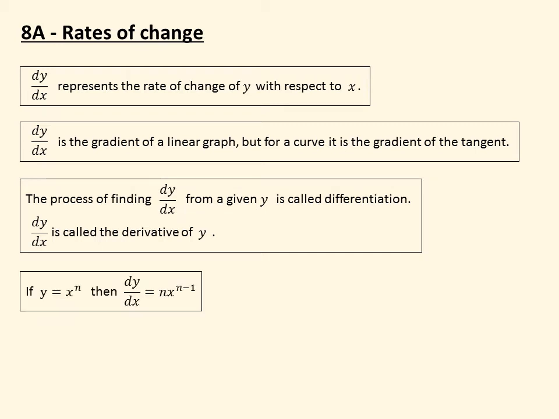The process of actually finding dy/dx is given here. If y equals x to the n, then dy/dx is n x to the power n minus 1. So we multiply by the power and then we reduce the power by 1.